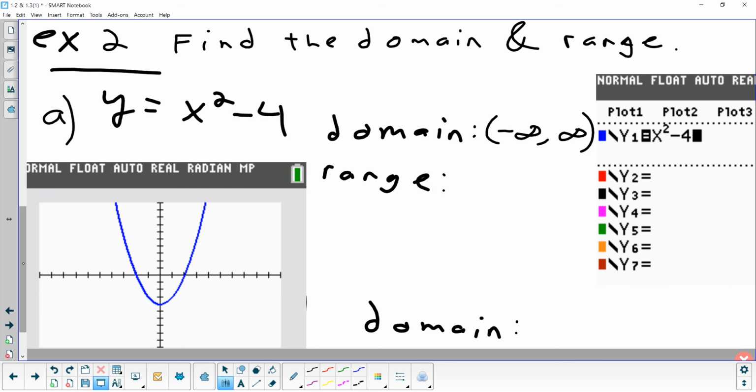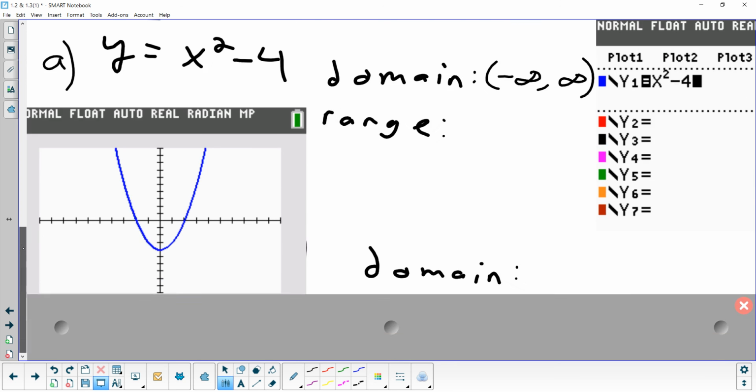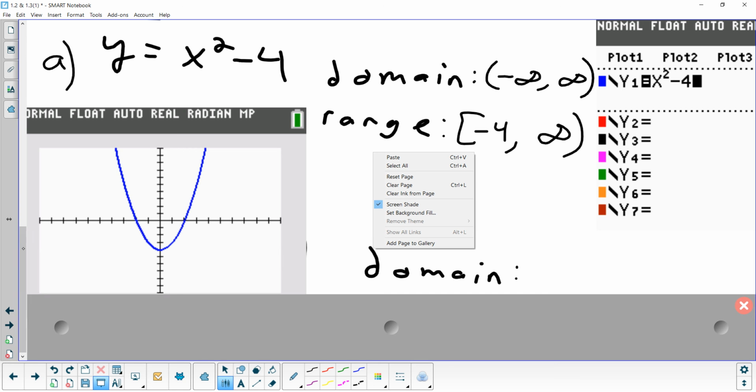All right, now how about my range? Does this graph go up forever? Yeah, okay, it goes up forever. Does it go down forever? No, it stops. What does it look like the lowest value is that it stops at? Yeah, -4. So the range is -4, and it goes up without stopping. So -4 to infinity. The domain describes the x's, range describes the y's.